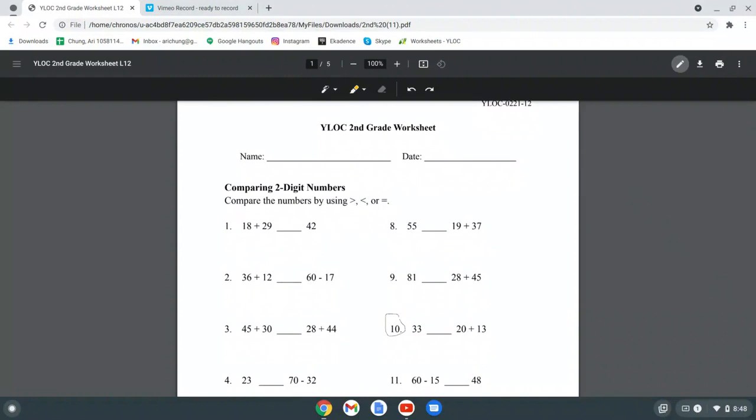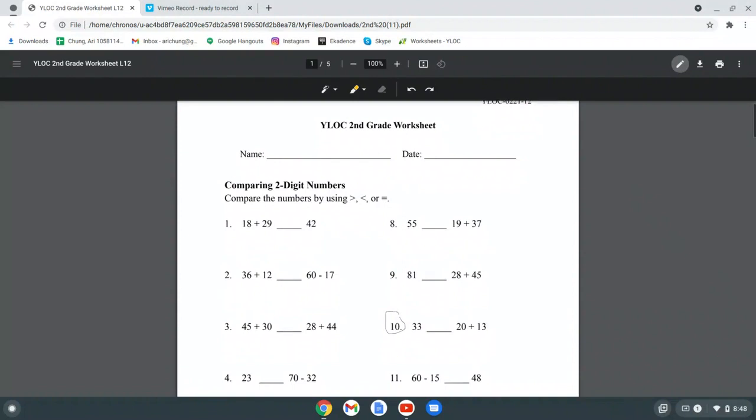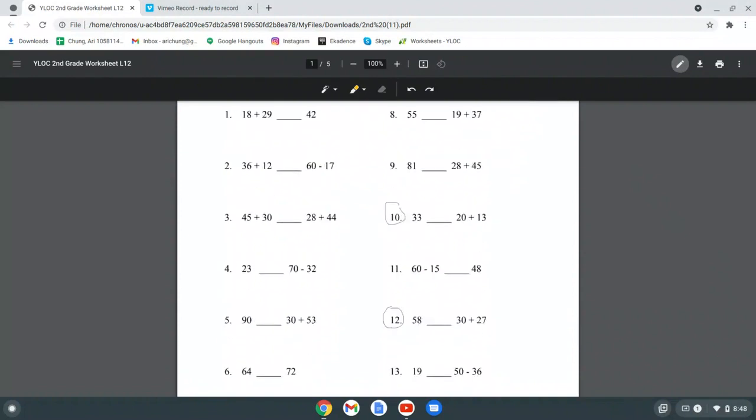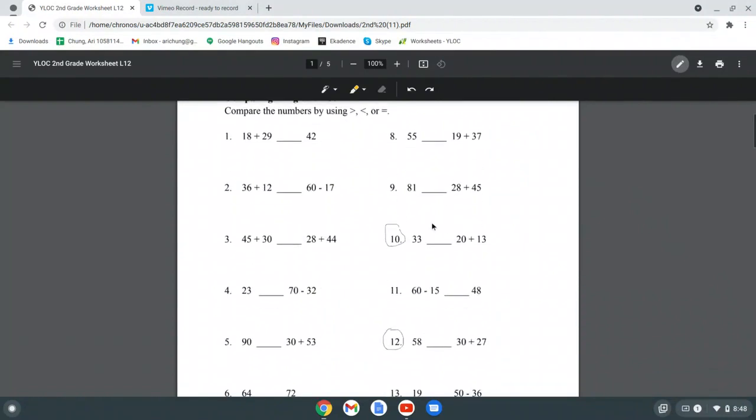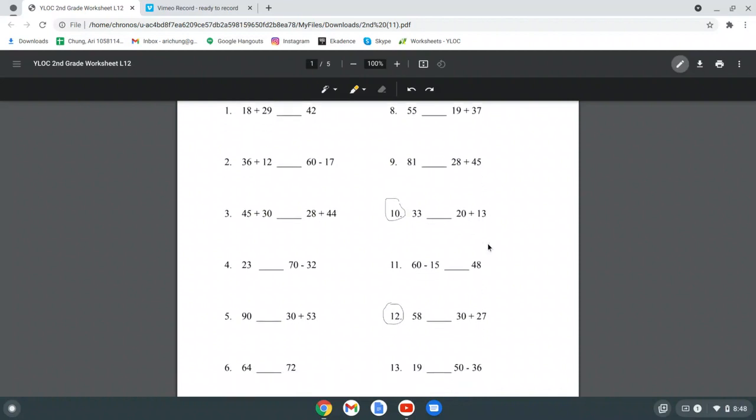Here we are comparing two-digit numbers. Compare the numbers by using greater than, less than, or equal to. Let's do number 10. Here we have 33, and then we insert one of these three symbols onto here, 20 plus 13. So first, we add 20 plus 13 to find the sum.